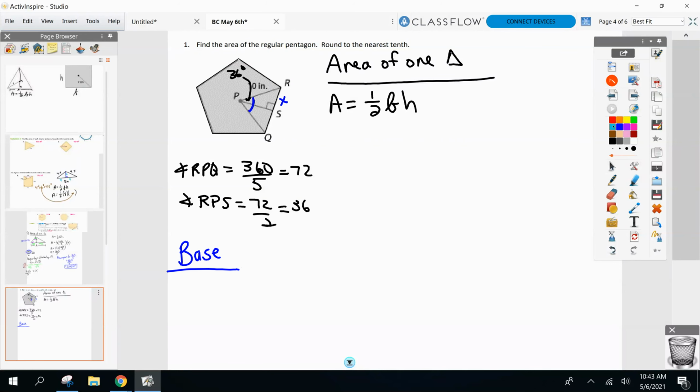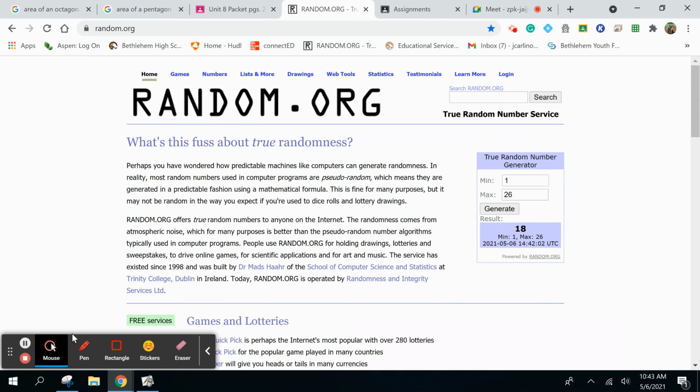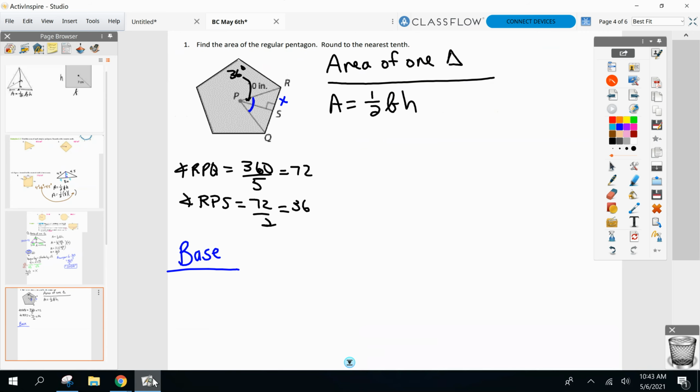From that 36, let me ask somebody. Ryan, here you go. From the 36, is the 10 opposite, adjacent, or hypotenuse? It's hypotenuse. What about RS? That's opposite. Good. One last question. If I have the opposite and the hypotenuse, which one of those 3 ratios can I use? Sine. There you go. Sine 36 is equal to the opposite side over the hypotenuse, which is 10.